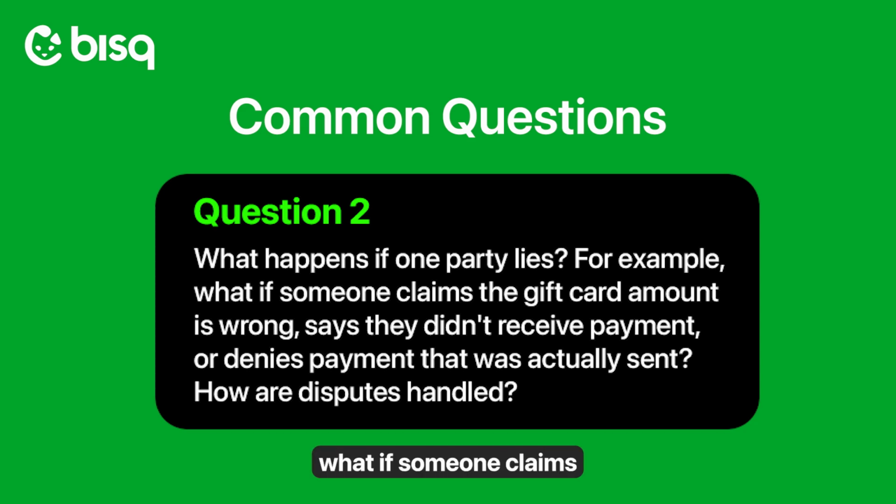For example, what if someone claims the gift card amount is wrong, says they didn't receive payment, or denies payment that was actually sent? How are disputes handled? Great question, by the way. Gift cards are a little risky, but Bisq uses security deposits plus a mediator system. If someone lies, you open a dispute, provide proof, and the liar loses their Bitcoin deposit. But honestly, I still recommend using bank accounts. They're safer and can keep you out of trouble.